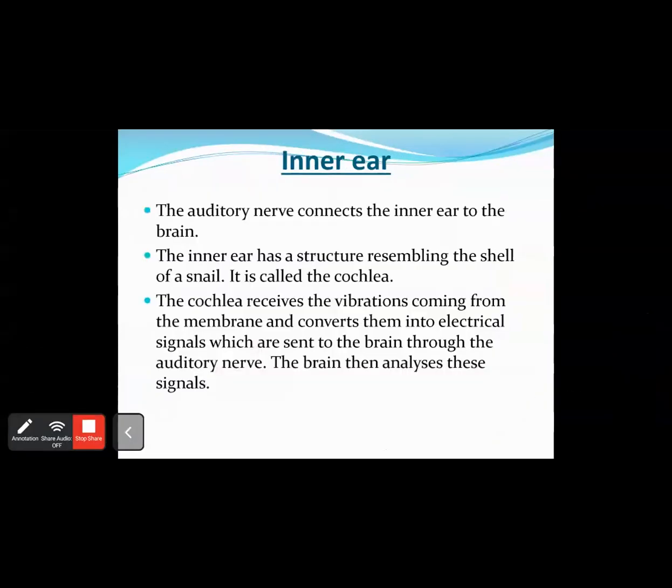Let us study further. Now the inner ear. The auditory nerve connects the inner ear to the brain. The inner ear has a structure resembling the shell of a snail. It is called the cochlea. The function of the cochlea is to receive the vibrations coming from the membrane and convert them into electrical signals which are sent to the brain through the auditory nerve, and the brain then analyzes these signals and we perceive the sensation of hearing, right?